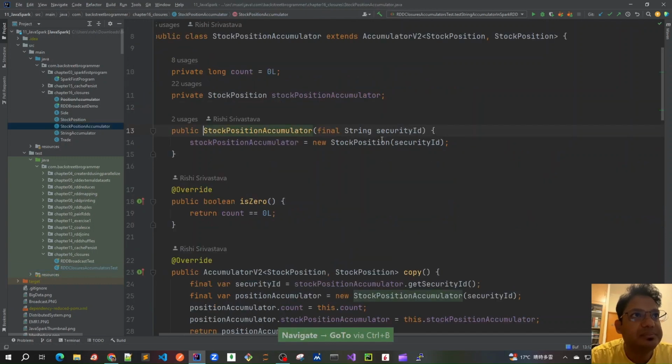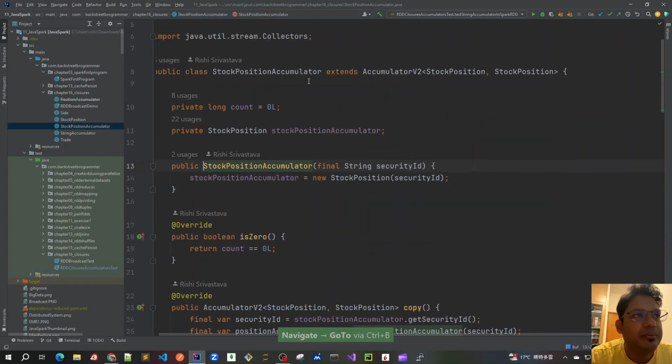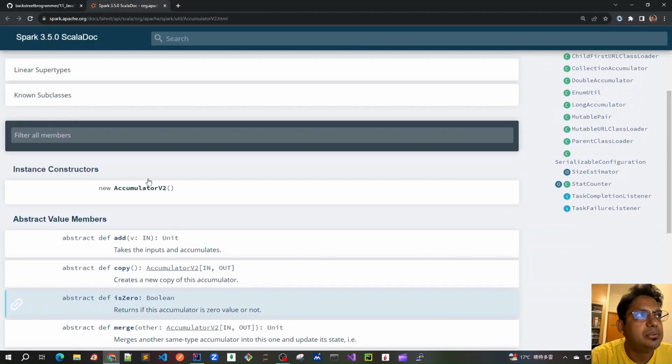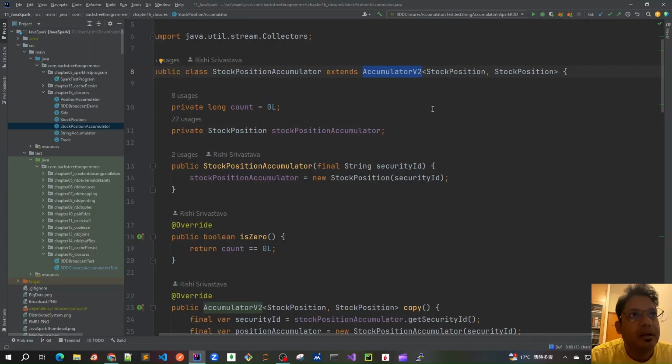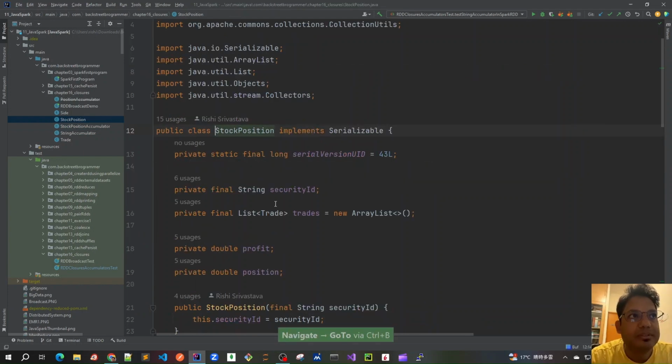Now let's go to this class. So this is what we discussed, that this is how we actually create our custom accumulator, in which we have to extend this accumulator V2, which was there in the API. So let's go back here again. This is what we are talking about, V2. And the in and out parameters which I'm using is stock position. As mentioned, this stock position would be working as our accumulator class for, say, Apple, once we create this object.